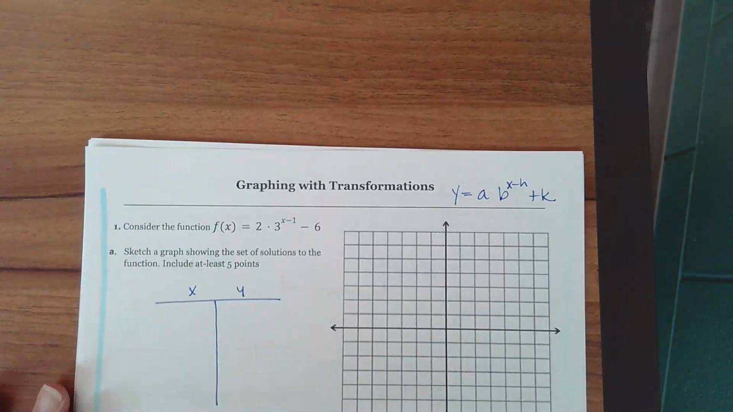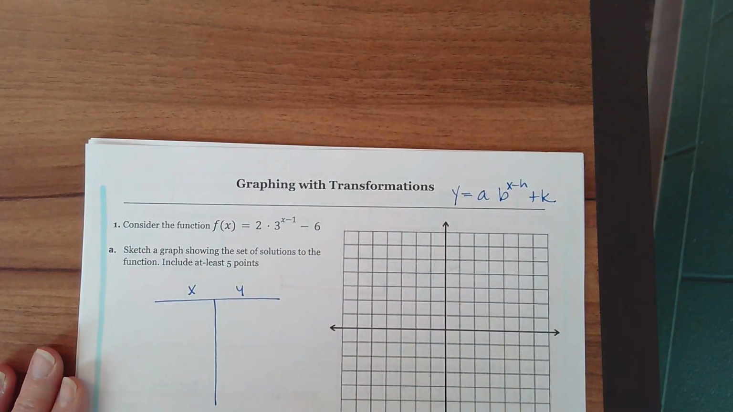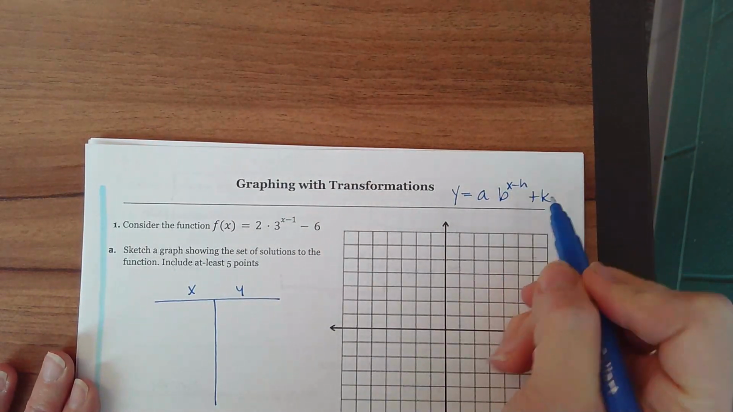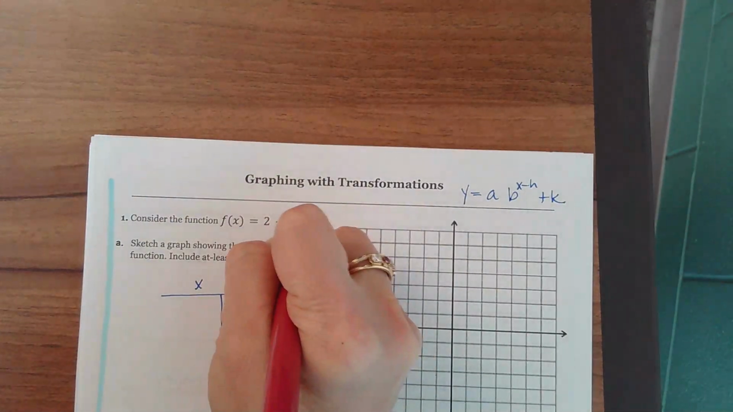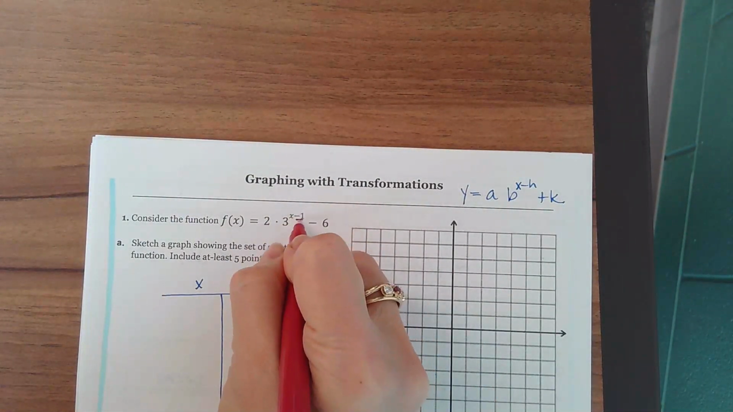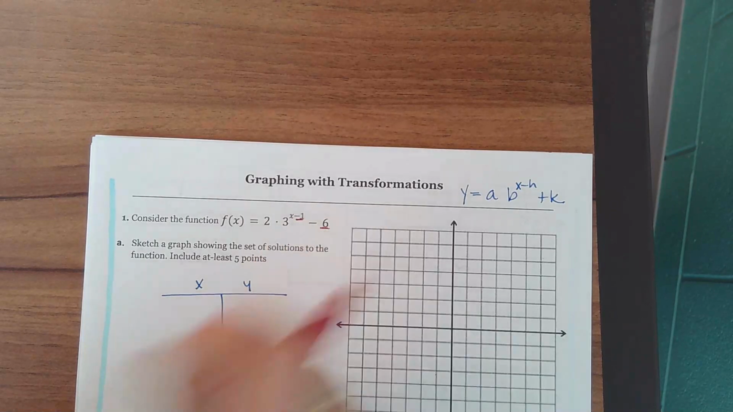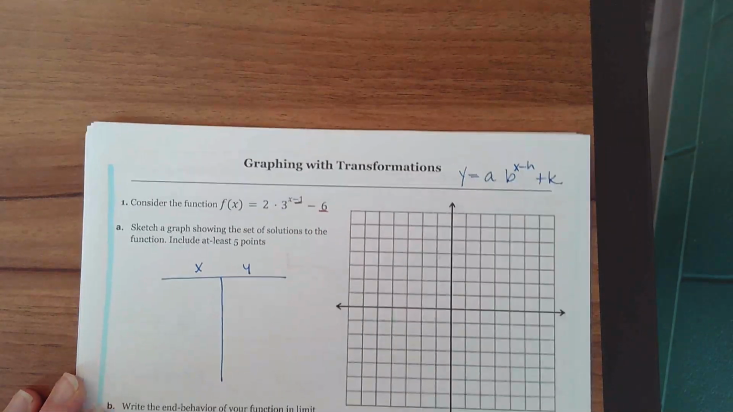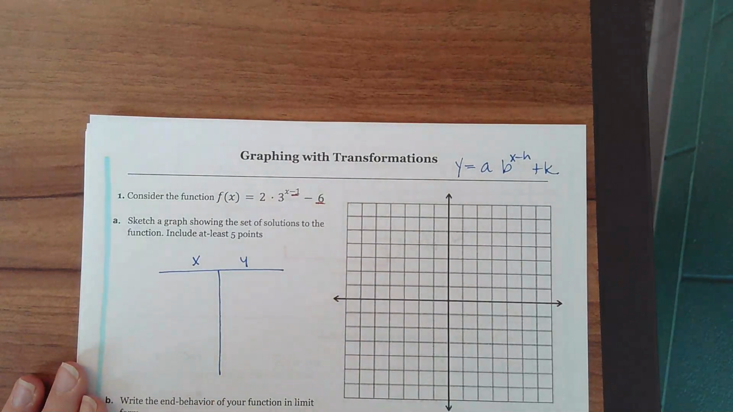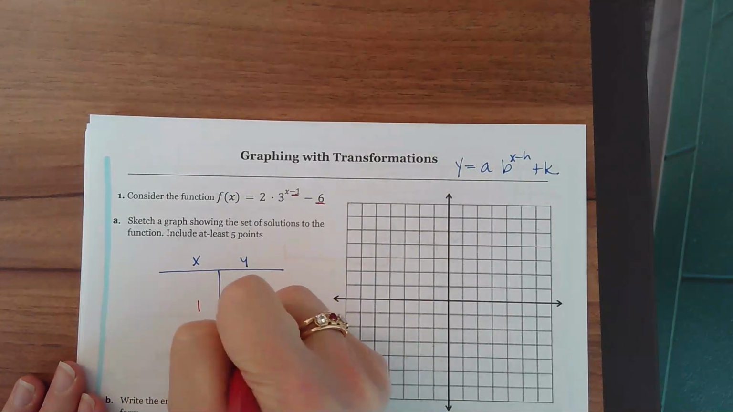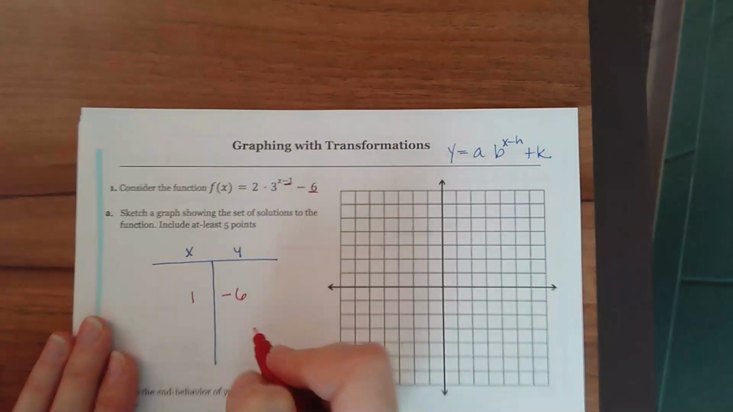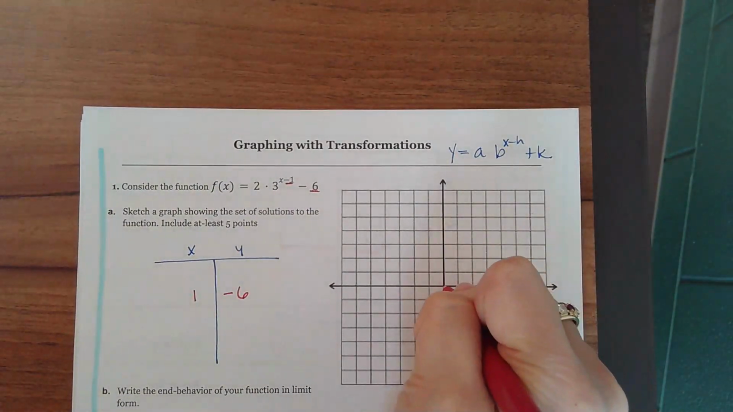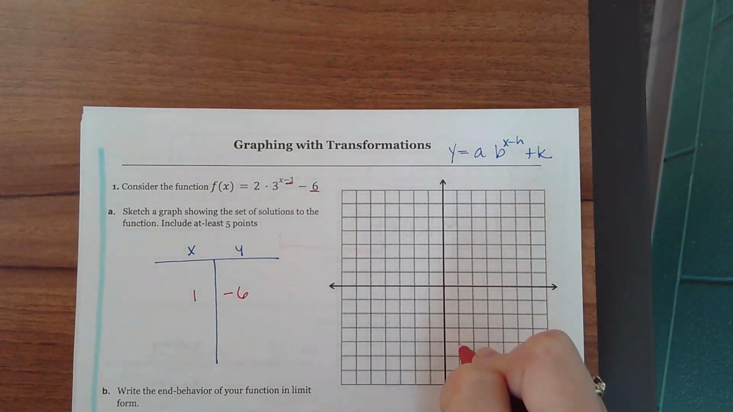And the first point I want you to graph is the point h comma k. So in my equation here, my h value, remember we take the opposite of this, so my h value is 1, my k value is -6. So 1 and -6. I'm going to put it here as one of my points. That's going to be your starting value. So 1 and -6.